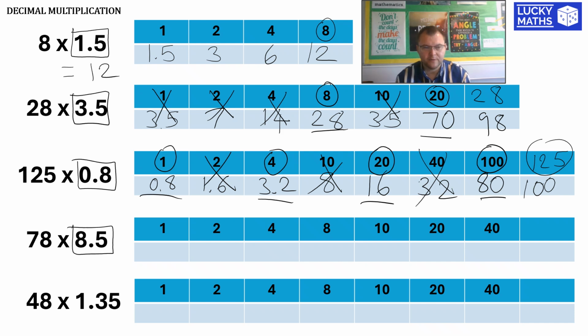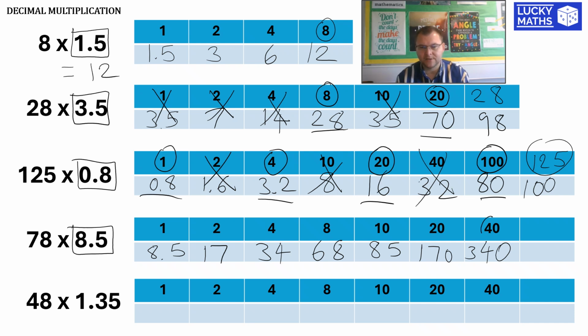78 times 8.5. Well, again, start with the information. 1 lot is 8.5. 2 lots would be 17. 4 lots, 34, and 8 lots are 68. 8.5 times 10 is 85. 17 times 10 is 170, and this last number is 340.